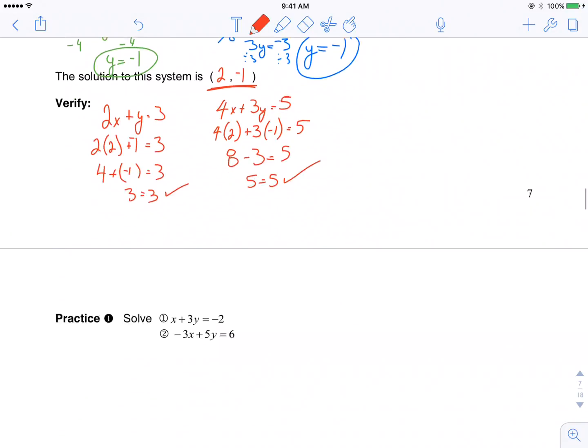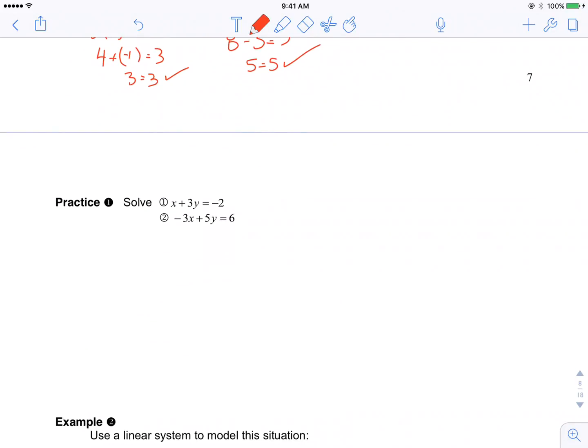The next question is a practice question. Give it a whirl and see how well you do. When we come back, or when I come back, I will have the solution for you.